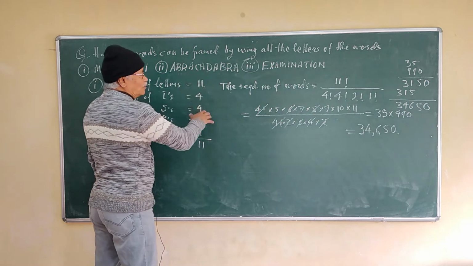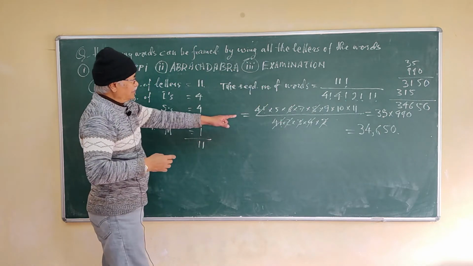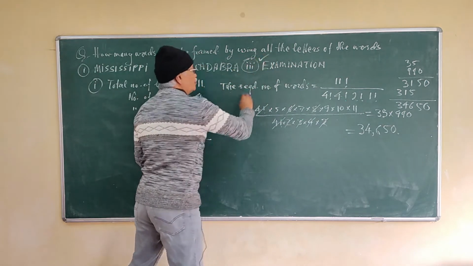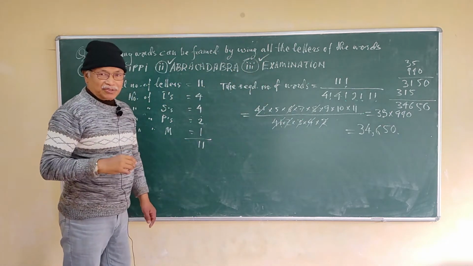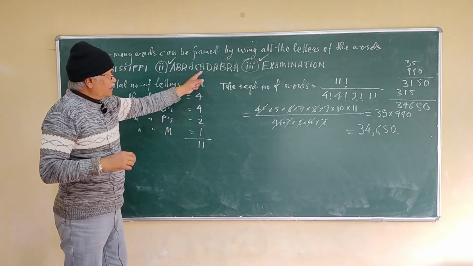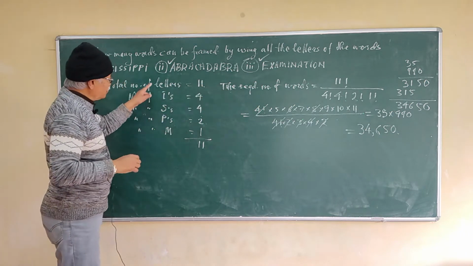So like that you count and write it down, and you can do it, right? You can find out the thing. So this one and this one, please try to do it by yourself. It is a task for you. I think you can read abracadabra and examination. You will do it in the same way that we have done.